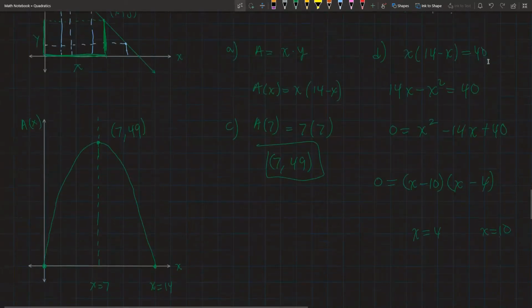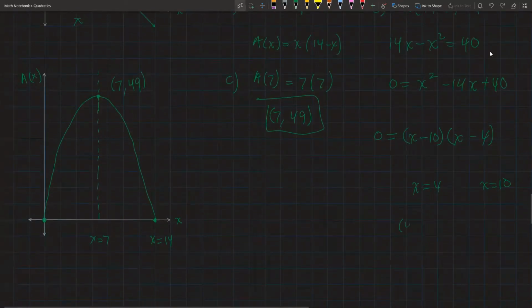But the y value or the area was 40. So think 4 comma 40. Or think 10 comma 40. And you should see them match in your picture. 10 comma 40 right there. And 4 comma 40 right there.